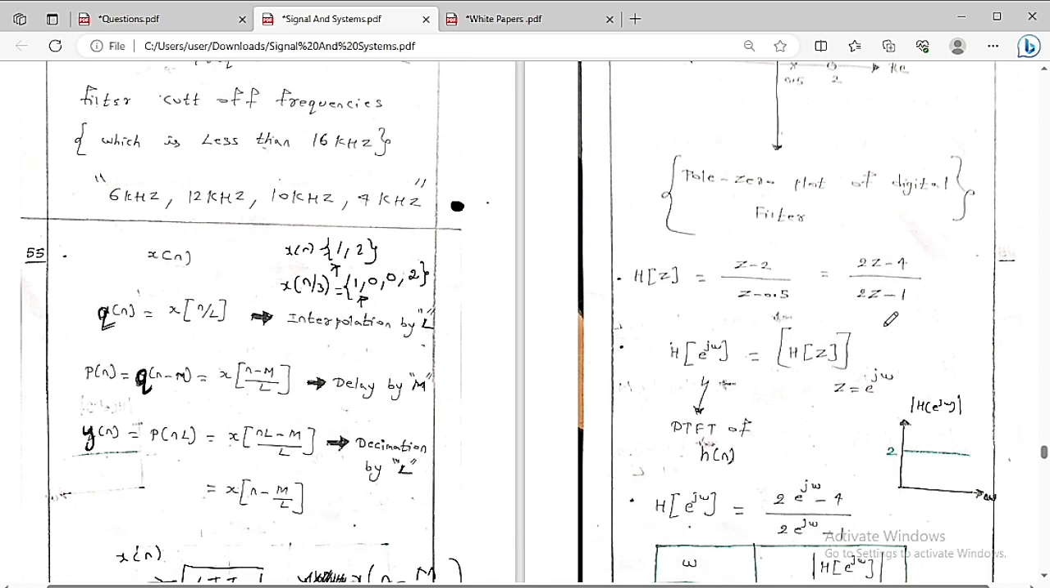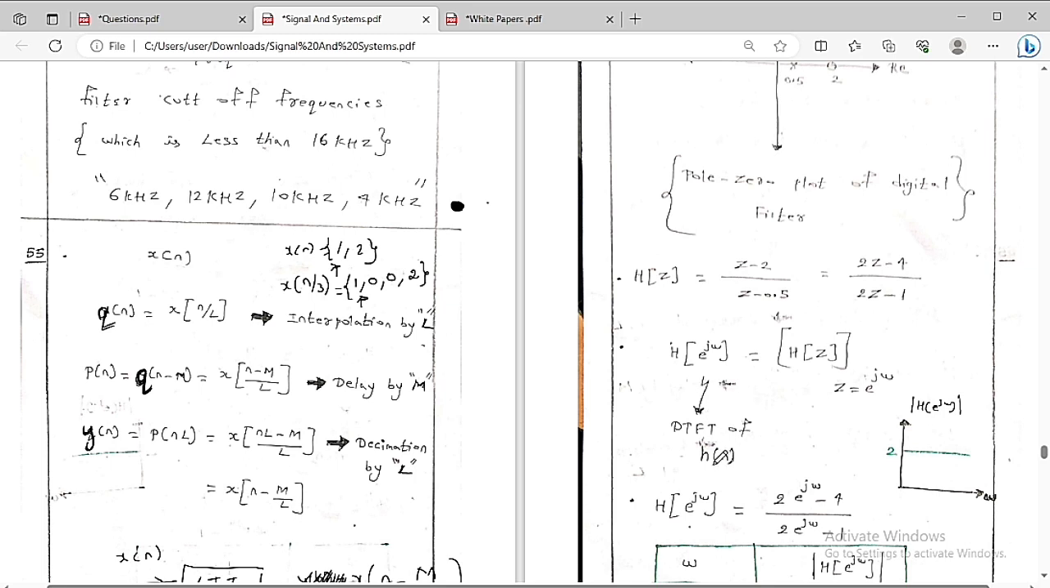But I want to find the Fourier transform. The discrete-time Fourier transform is obtained by replacing z by e to the power of j omega. I have already told you, H of z is the z transform of h of n, but I want the Fourier transform of h of n, which is H of e to the power of j omega. Wherever z is there, replace z by e to the power of j omega. Then we are going to get (2e^{j omega} minus 4)/(2e^{j omega} minus 1).